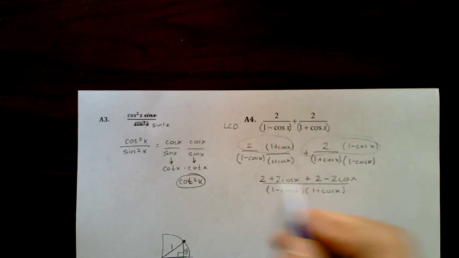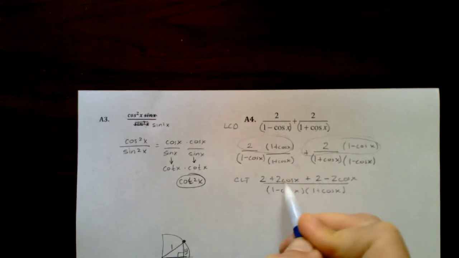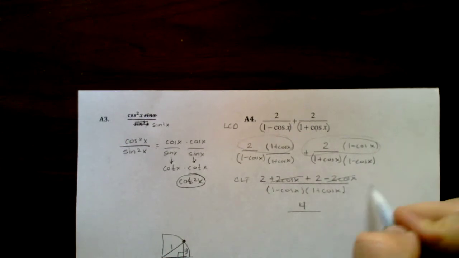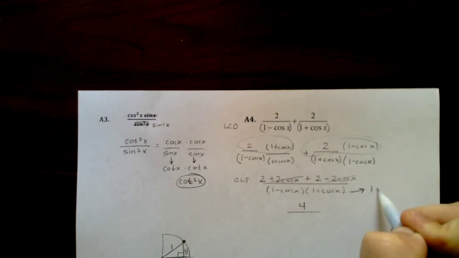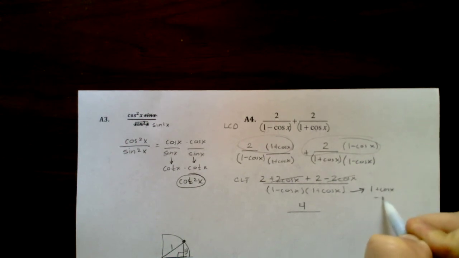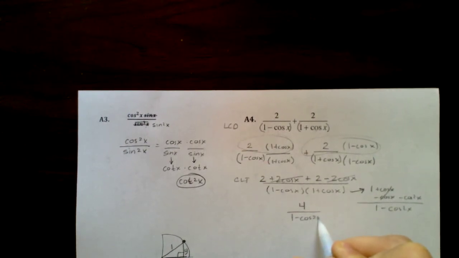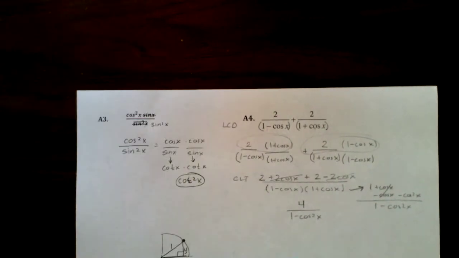Okay, combining like terms, so now we're going to combine like terms. These are going to cancel here and here, which leaves me with 4 over, and now we could FOIL this out. So when we FOIL this, we're going to get 1 plus cosine x minus cosine x minus cosine squared x, which is 1 minus cosine squared x. And guess what we have with 1 minus cosine squared x?